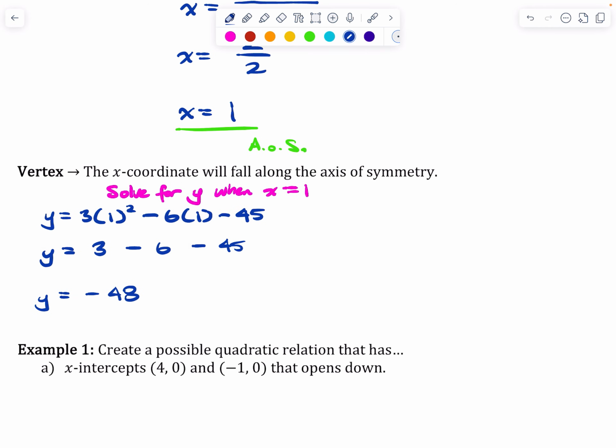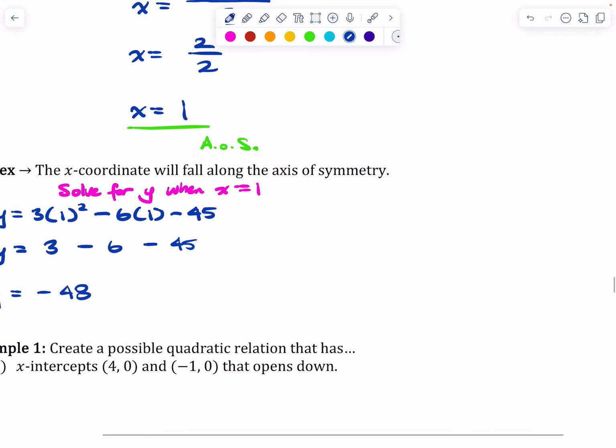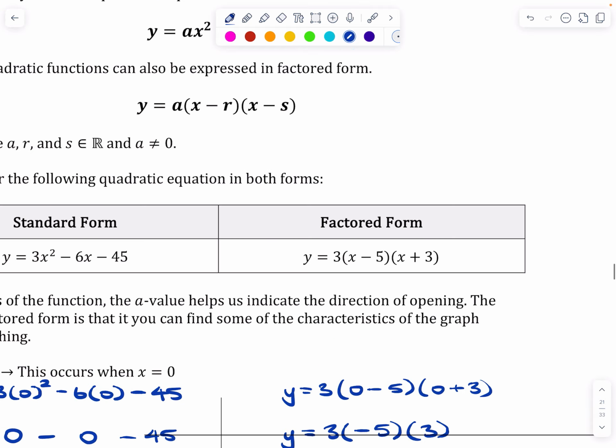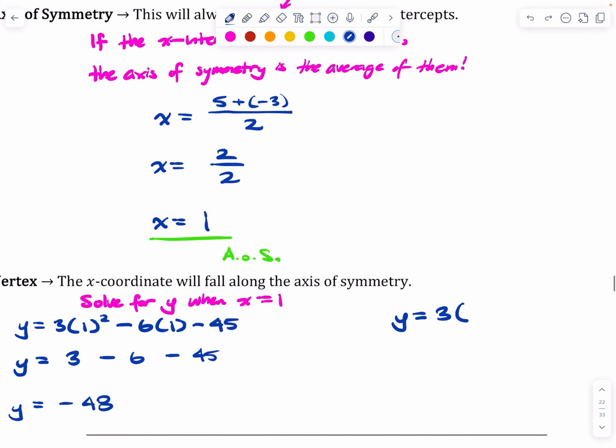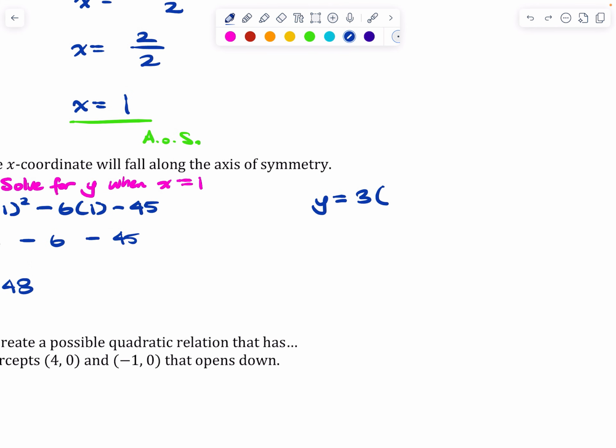And we can get that, again, from the factored form as well. So the factored form had 3 times x minus 5 times x plus 3. So writing the same thing, instead of x minus 5, it's 1 minus 5. And instead of x plus 3, it's 1 plus 3. So we've made that substitution, set x is 1 at the vertex. Let's find y. 1 minus 5 is negative 4. 1 plus 3 is positive 4.